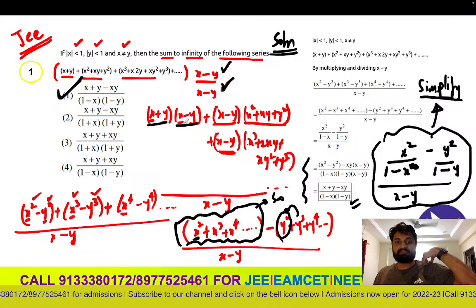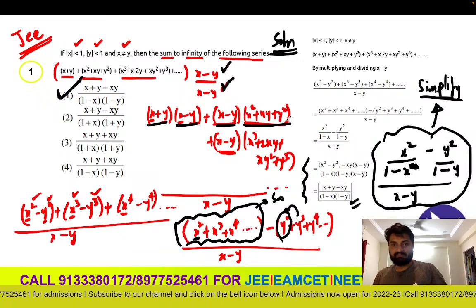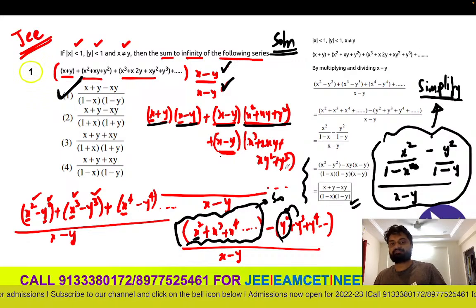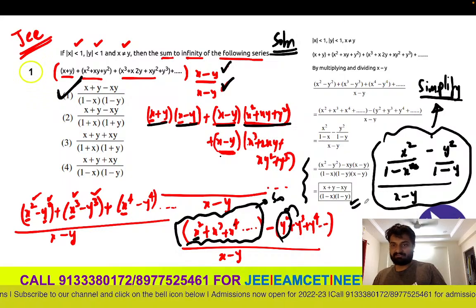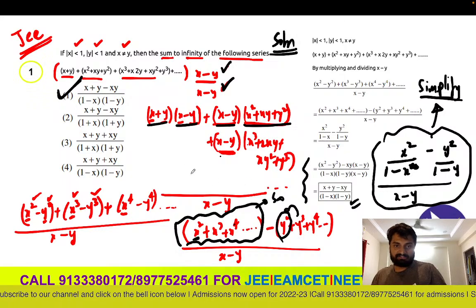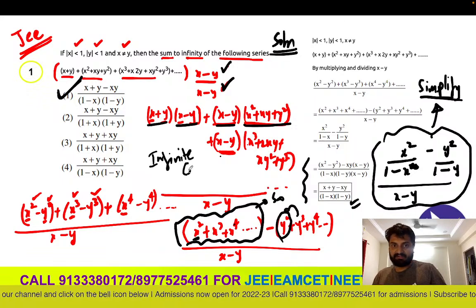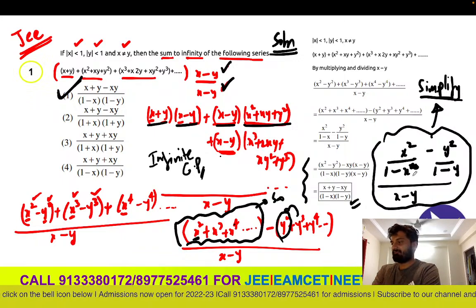I'm using the basic formulas a plus b, a minus b into a square plus ab plus b square, and a minus b into a cube plus a square b plus ab square plus b cube. And I'm taking x terms one side, y terms other side. I am using infinite GP, which I just discussed: first term by 1 minus the common ratio. So this is my first topic, the first question.